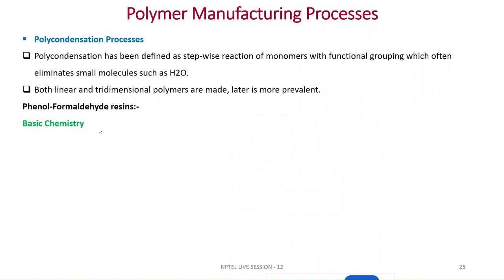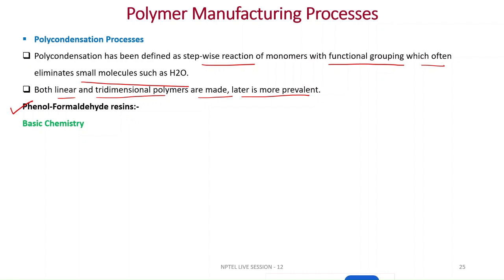Next one, the type is the polycondensation process. Polycondensation is defined as a stepwise reaction of monomers with functional groups, which often eliminates small molecules like water. Both linear and tridimensional polymers can be made, the latter being more prevalent. First we will discuss phenol formaldehyde resins.